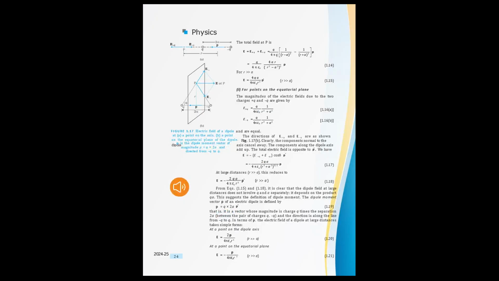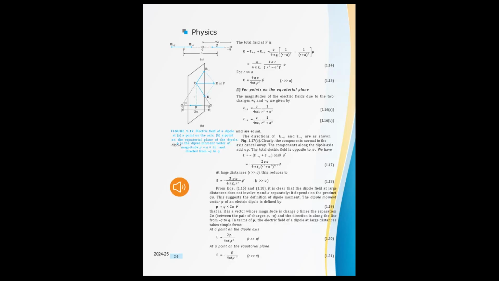The total field at P is given by E equal to E plus q plus E minus q, and that is equal to q by 4 pi epsilon naught into 1 by (r minus a) whole square minus 1 by (r plus a) whole square into p cap. That is given by q by 4 pi epsilon naught into 4a r by (r square minus a square) whole square into p cap. For r very much greater than a, the electric field E is given by 4qa by 4 pi epsilon naught r cube into p cap, where r is very much greater than a.